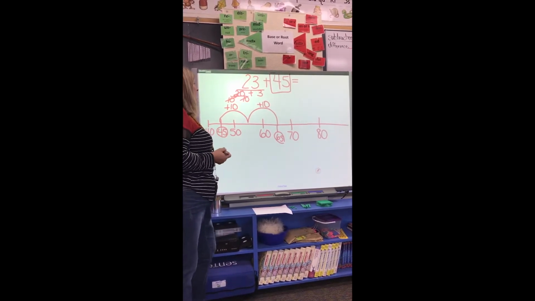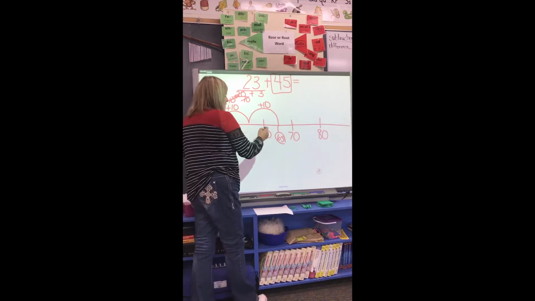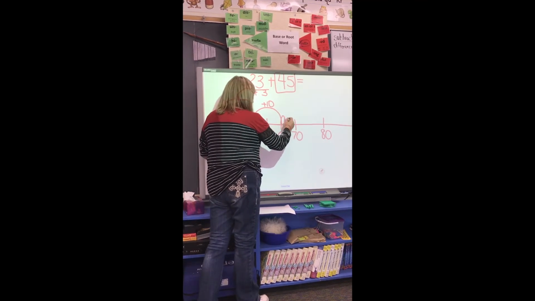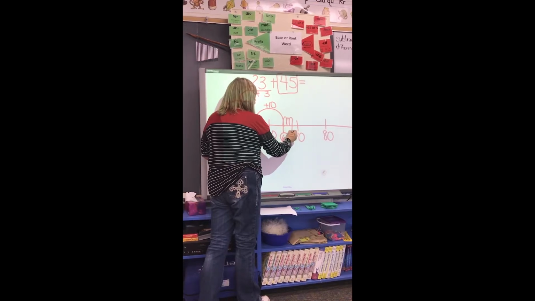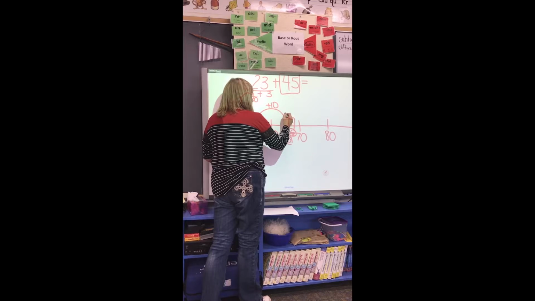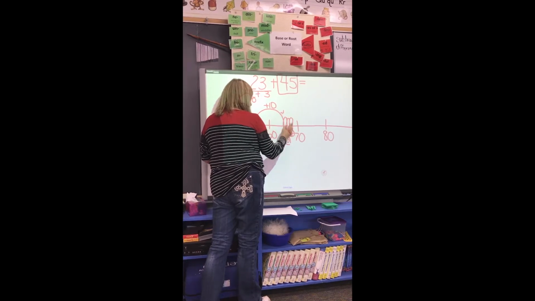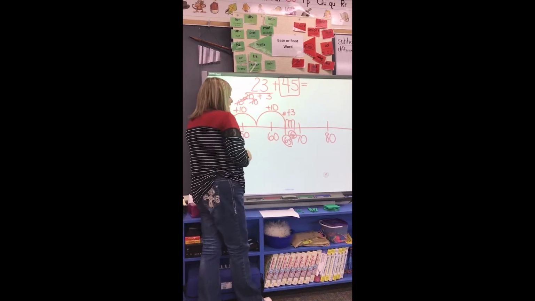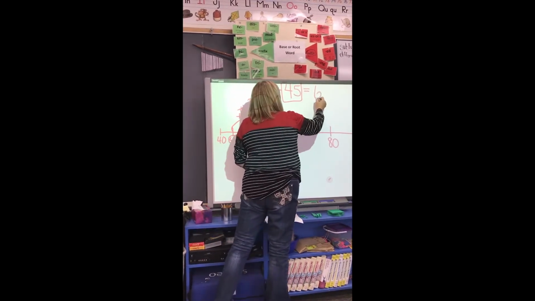Now all I have to do is jump 3 more, and we might go 66, 67, 68. And you can do plus 1, or you could just put plus 3, and we end up at 68.